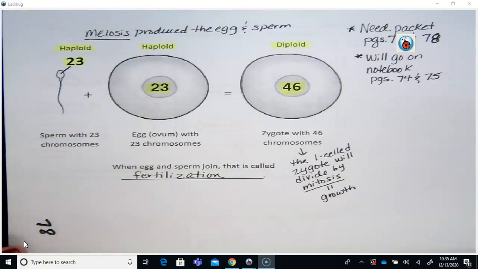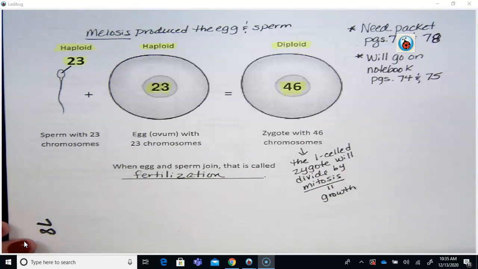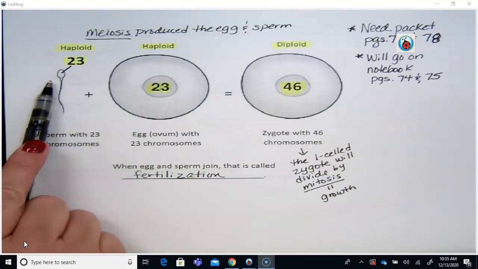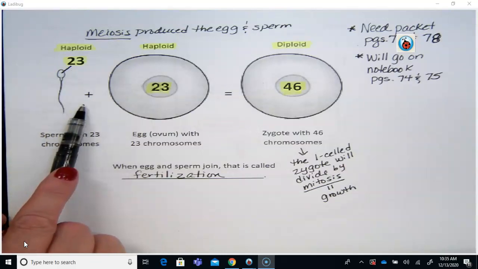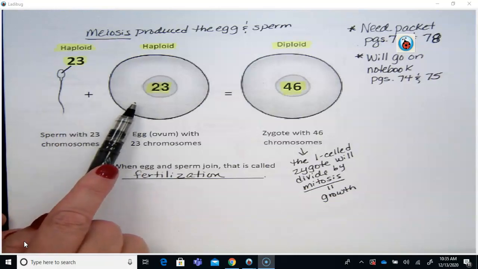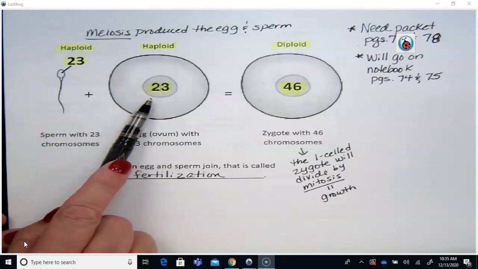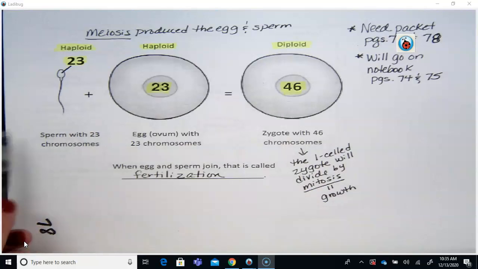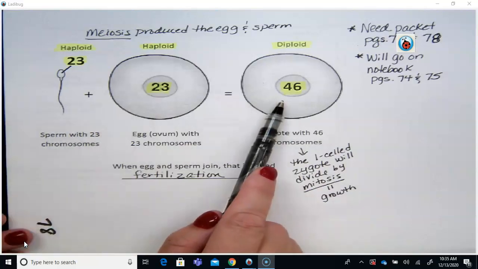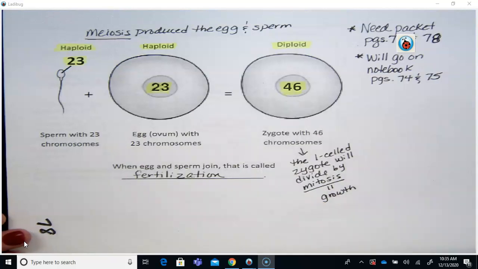Okay, so remember that in meiosis, we produced egg and sperm. And of course, the egg and the sperm that are produced are both haploid. Remember, haploid cells have half the number of chromosomes as a diploid cell. So here we've got a haploid sperm, and if this is a human, it's going to have 23 chromosomes. And if this unites, fertilizes with a haploid egg, which also has 23 chromosomes, so haploid plus haploid makes diploid. So this is in a human. 23 plus 23 makes 46. So all of your body cells are diploid.